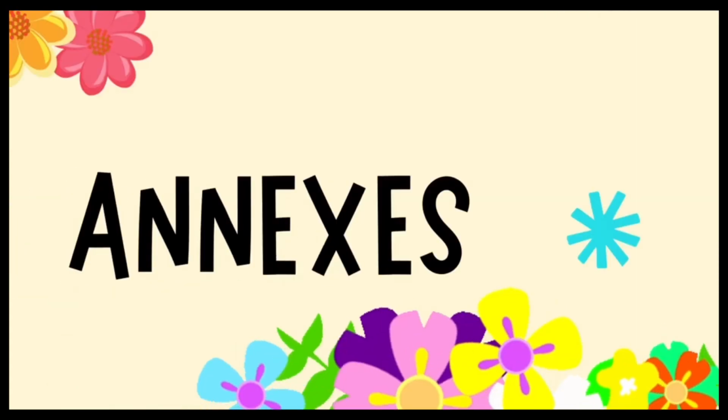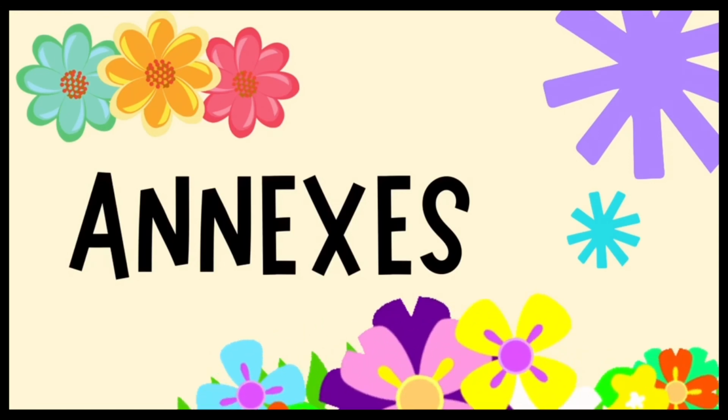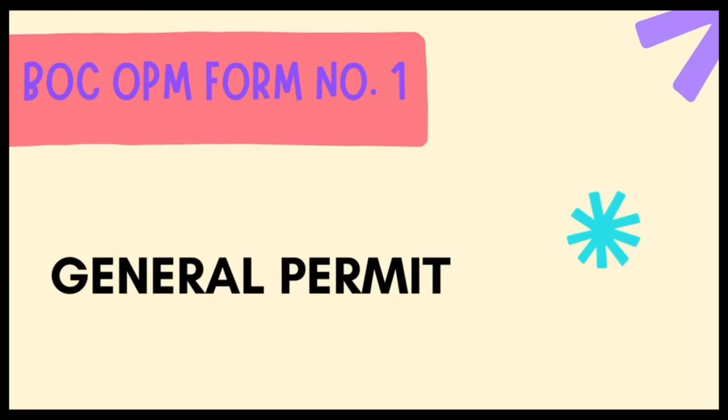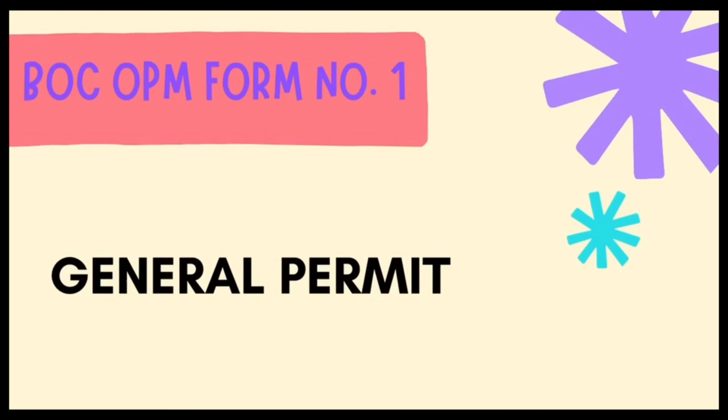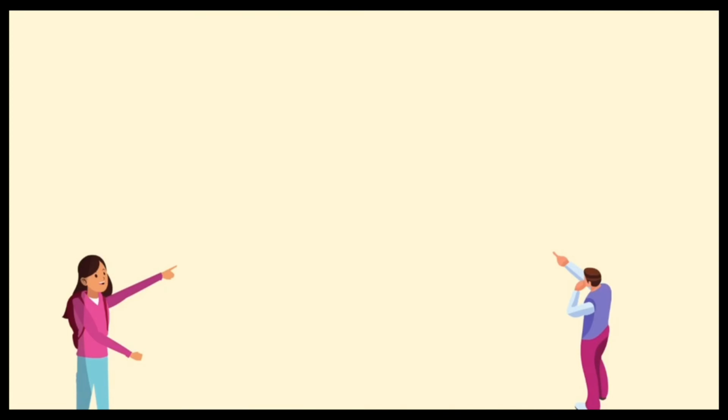Now that we are done with the glossary of terms in CMO 22-2010, now let's go to the annexes of it. BOCOPM Form Number 1. The General Permit. This is where the general information needed for discharging import cargo and loading the export cargo is stated. You need to have this permit as a permission for loading or unloading a cargo.